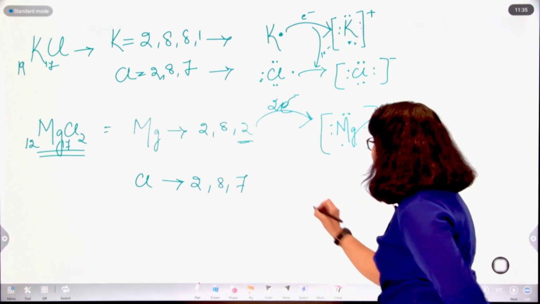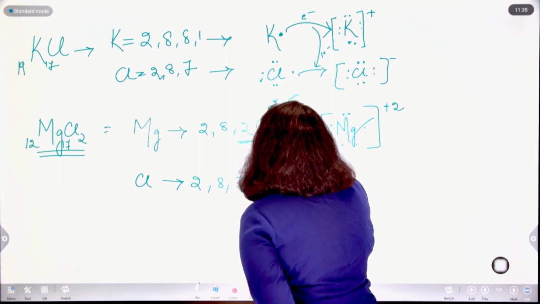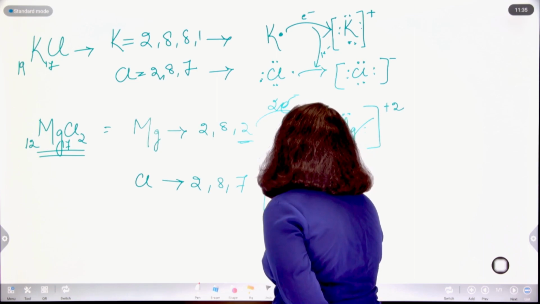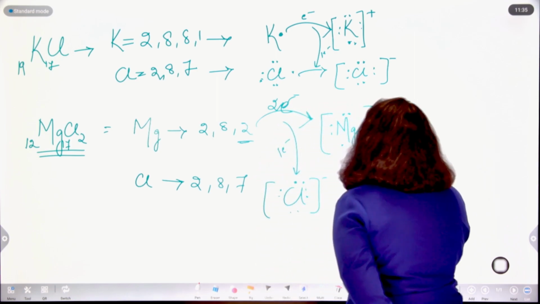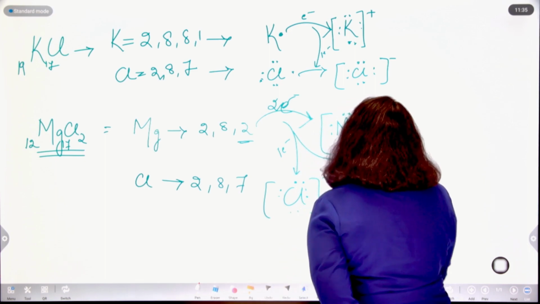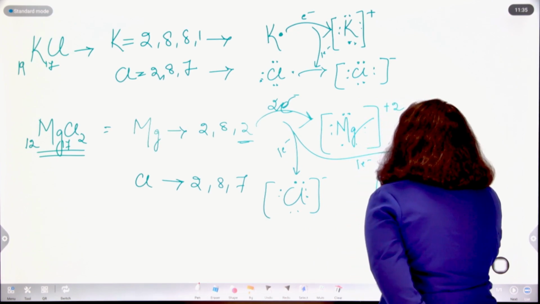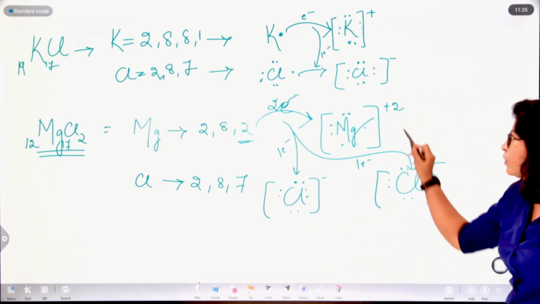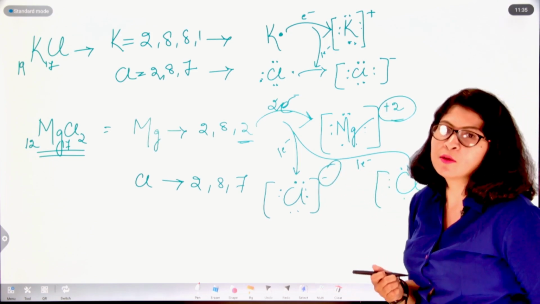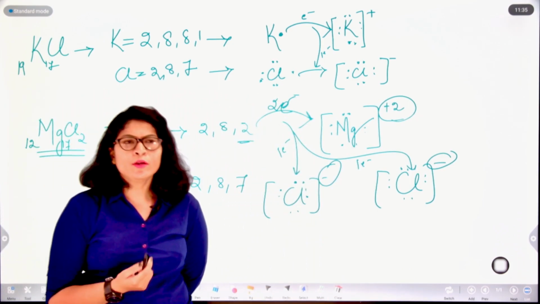So here 1 Cl gains 1 electron, it forms Cl negative. Another chlorine atom comes, it also gains another 1 electron, it forms Cl minus, and there is electrostatic force between this plus 2 and the minus charges, and as a result our MgCl2 is formed. So this is basically the Lewis dot structure for ionic compounds.